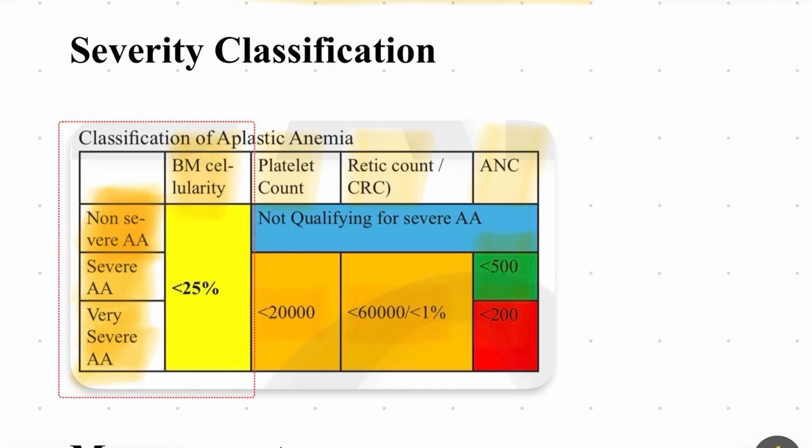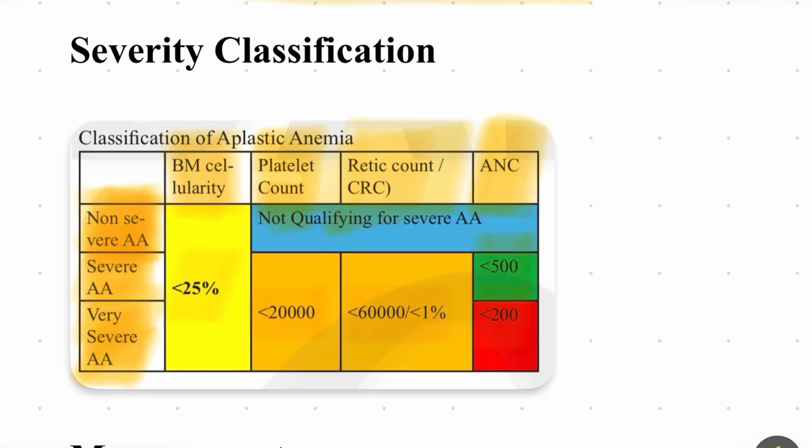Let me revise it quickly. We have three: non-severe, severe, and very severe. In columns we have bone marrow cellularity, platelet count, retic count, then we have ANC. When it comes to non-severe, bone marrow cellularity we take into consideration because it will be less than 25%, and it is a common feature in all three classifications.